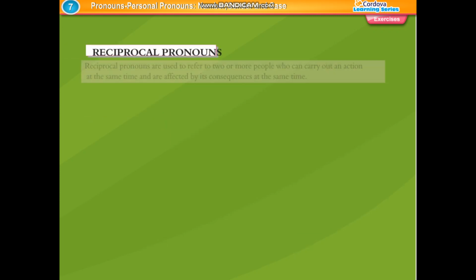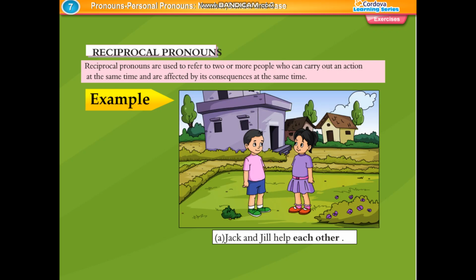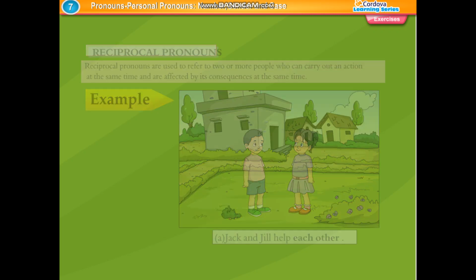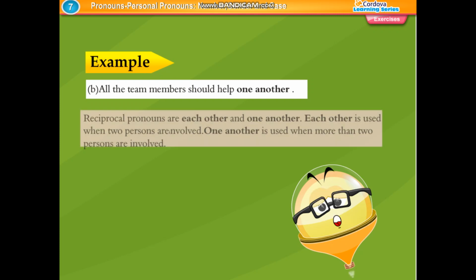Reciprocal pronouns. Reciprocal pronouns are used to refer to two or more people who can carry out an action at the same time and are affected by its consequences at the same time. Example, Jack and Jill help each other. All the team members should help one another. Reciprocal pronouns are each other and one another.